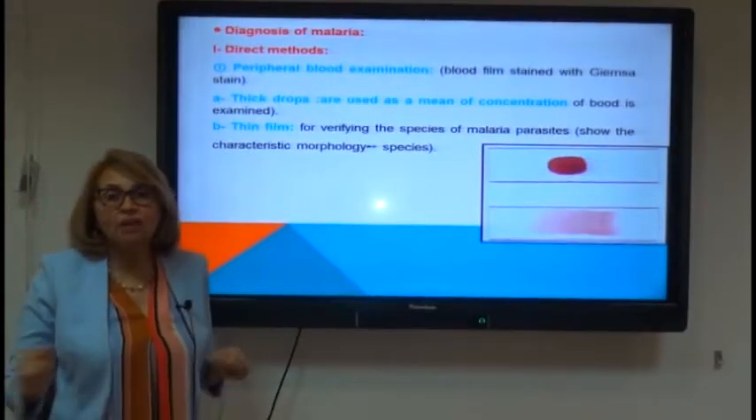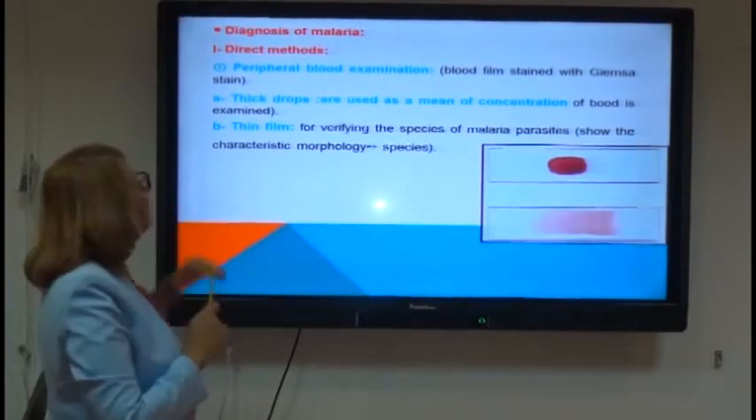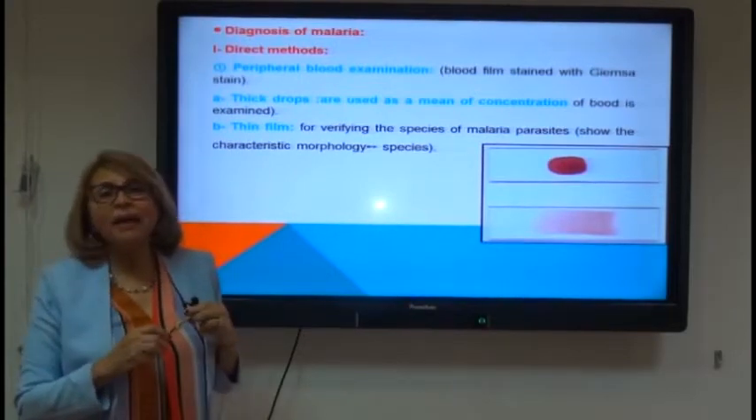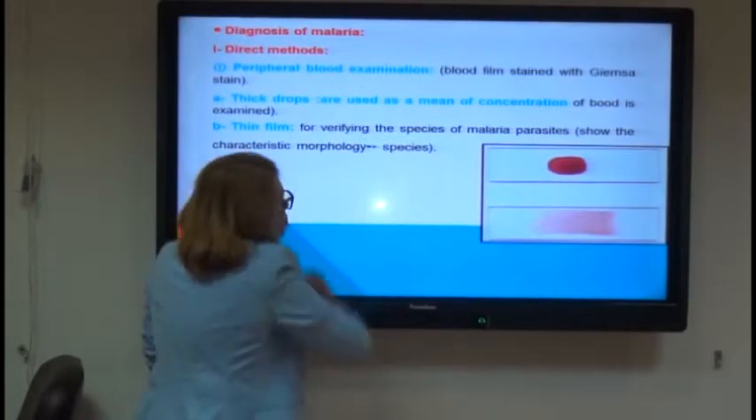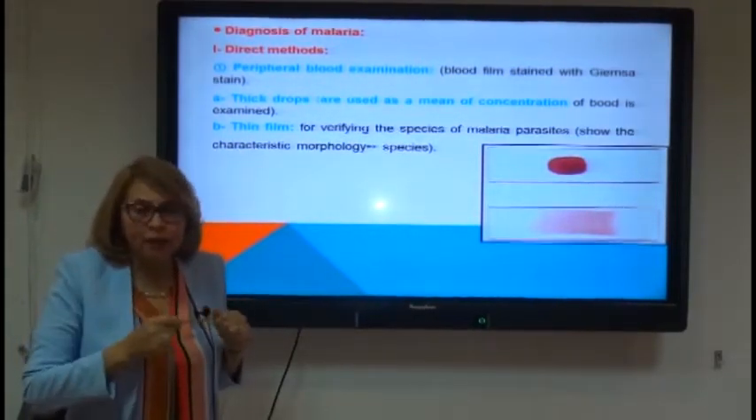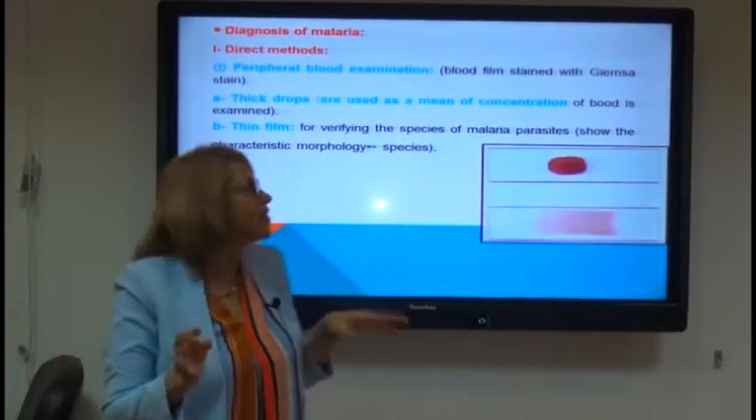How do we diagnose malaria? We diagnose malaria like any other parasite: direct, indirect, and molecular. In the direct method, we have at first the peripheral blood examination. The peripheral blood examination is still, up till now, the gold standard.